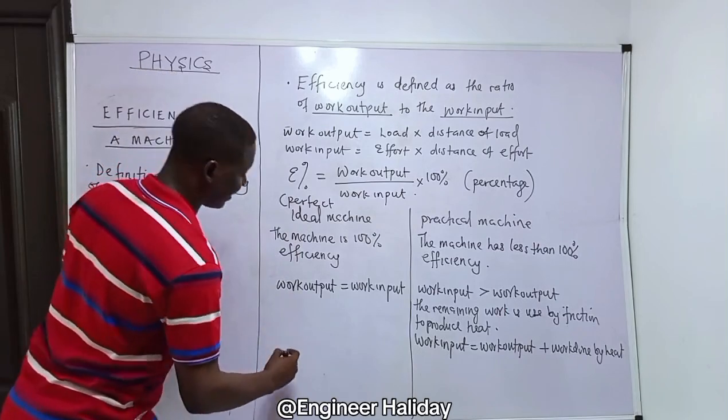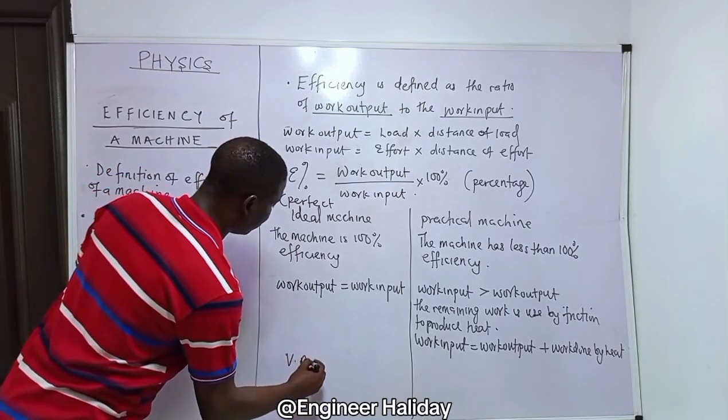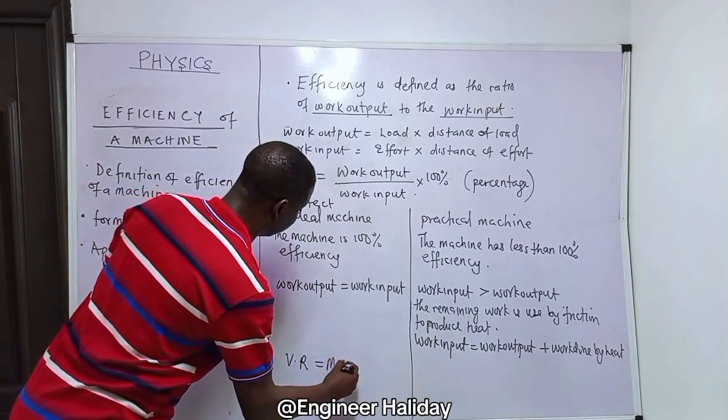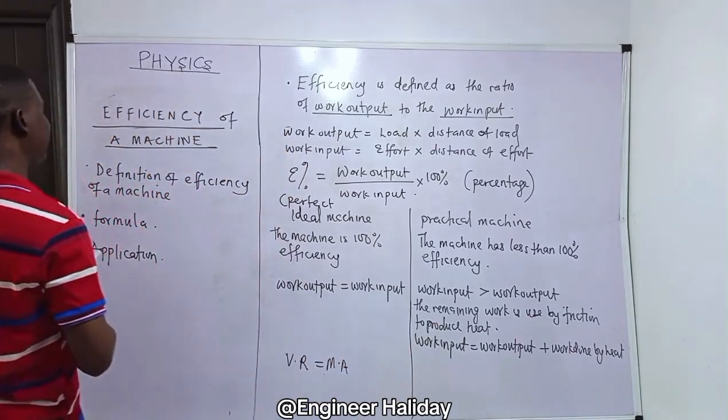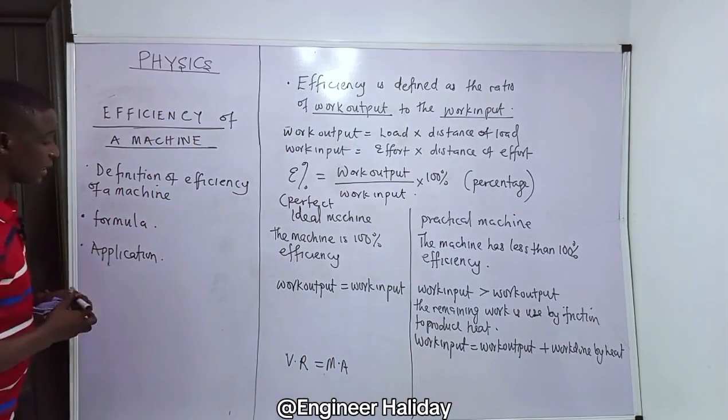Now another thing is that in this case, velocity ratio is equal to mechanical advantage. We are going to talk about that, how it leads to velocity ratio being equal to mechanical advantage.